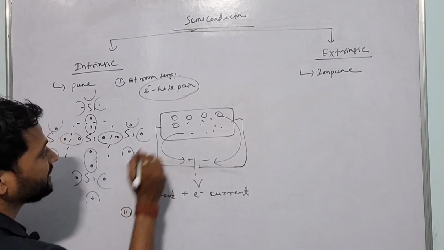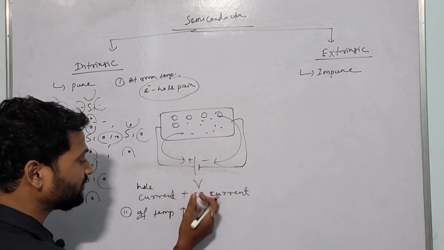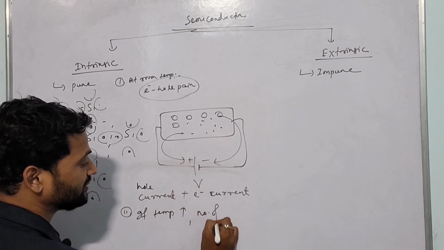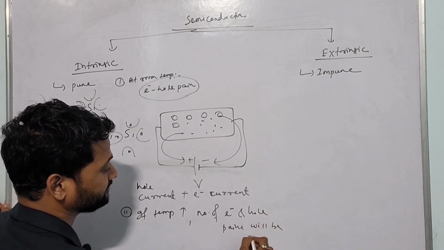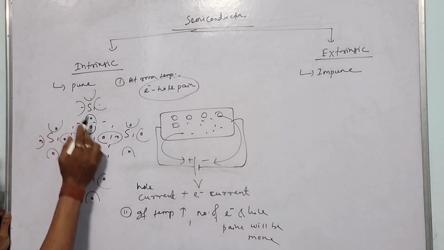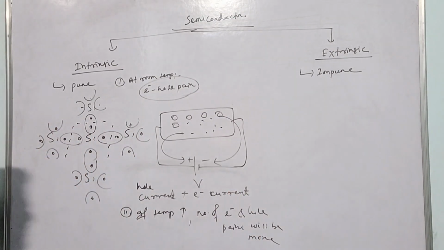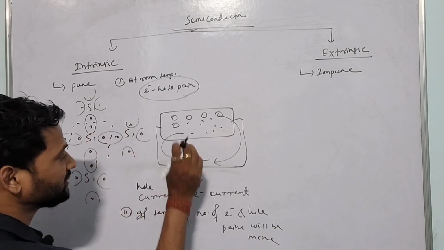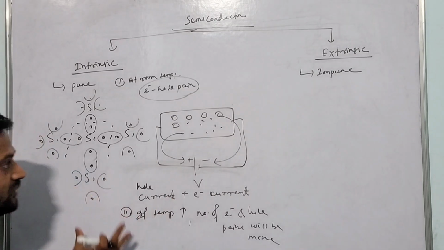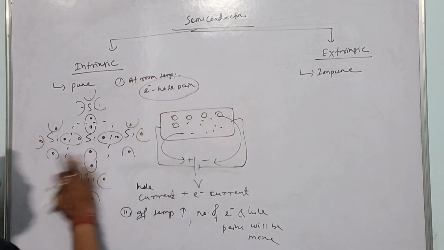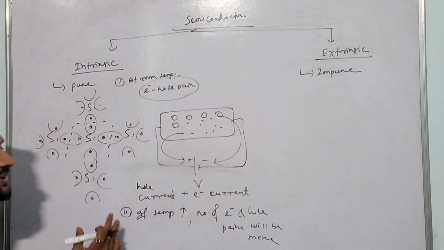Now the second point: if I increase the temperature, then the number of electron hole pairs will be more. Are you getting my point? If I increase the temperature, there will be more chances to generate more and more electron hole pairs. So for smooth conduction, or to enhance the conductivity, we need to increase the temperature or give some thermal energy to the semiconductor. And vice versa is also possible. If we decrease the temperature, it will come back to its original position.